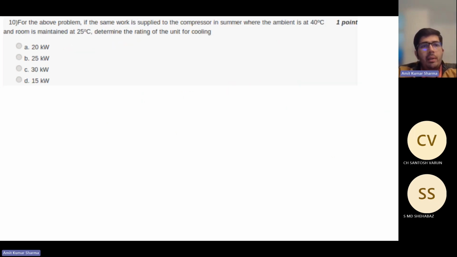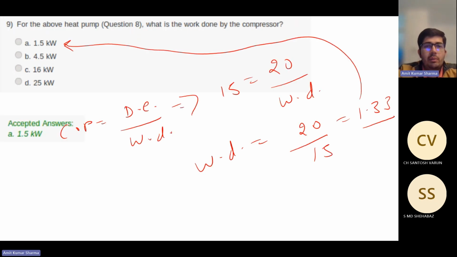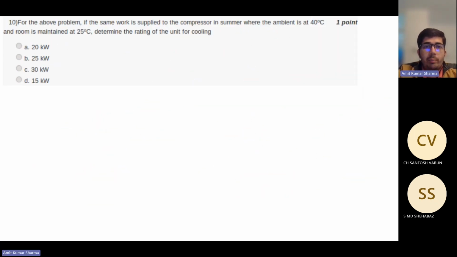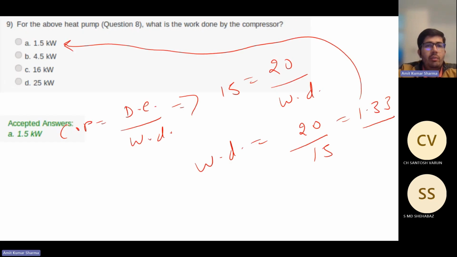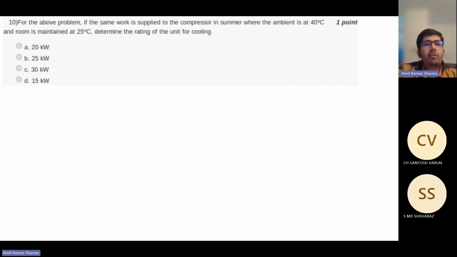So for the previous problem, if the same work is supplied, so this is the problem. Now the same work is supplied to the compressor in summer where the ambient is at 40 degree and the room is maintained at 25 degree. So both temperatures have been changed, but the compressor work is the same, that is 1.5 kilowatt. Now determine the rating of the unit for cooling.